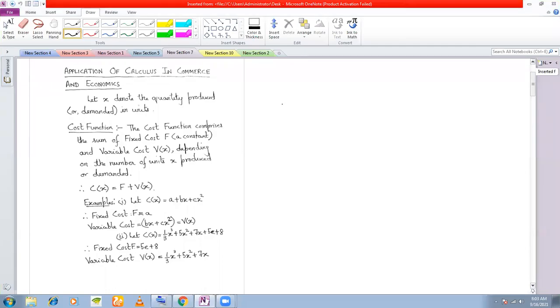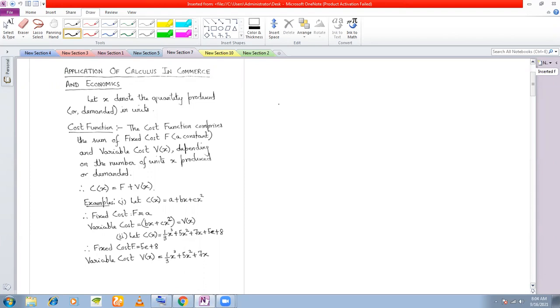Now, what is the cost function? You know that in commerce you have studied that there are two kinds of cost. First is the fixed cost and the other is the variable cost, right? In economics you have studied that you have a fixed cost and you have a variable cost.